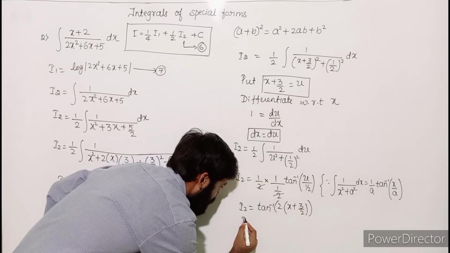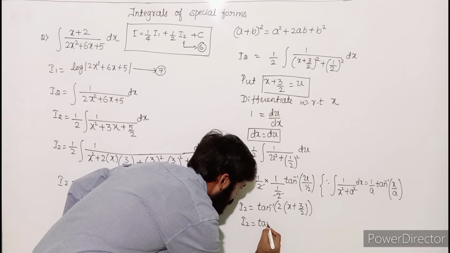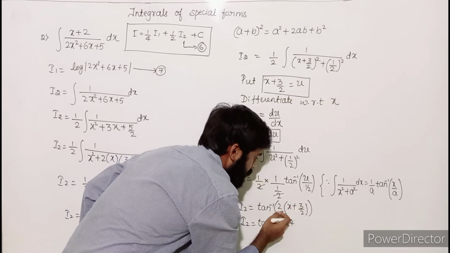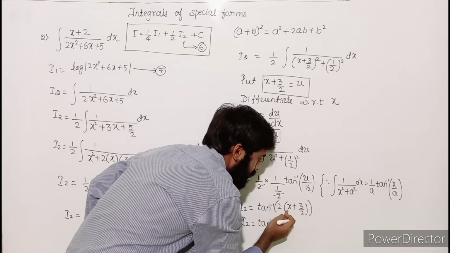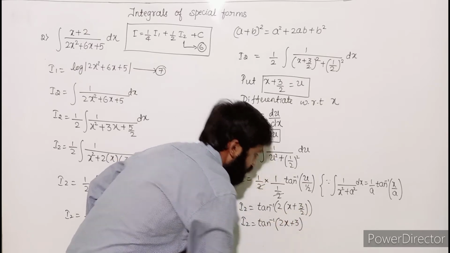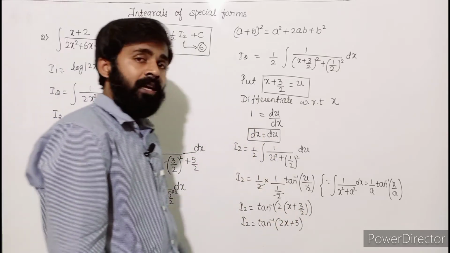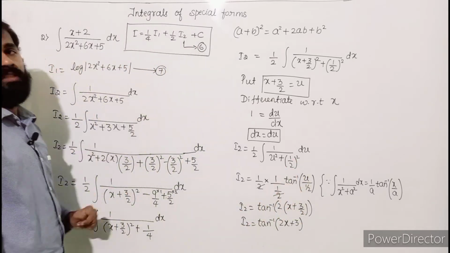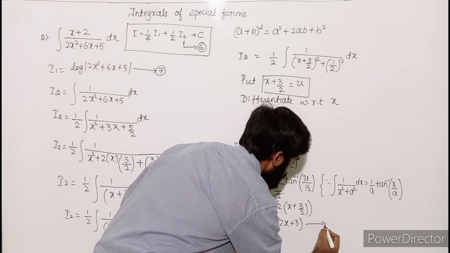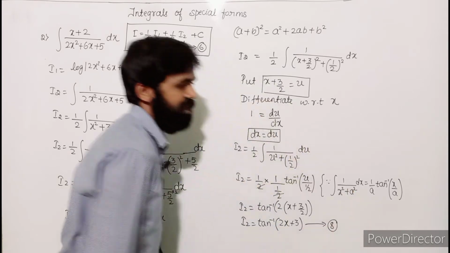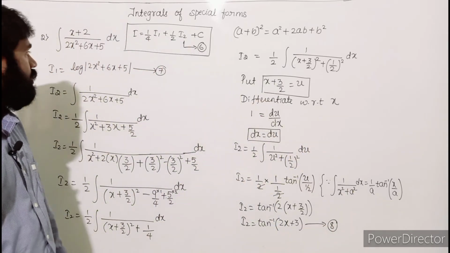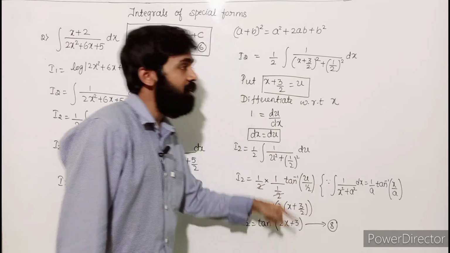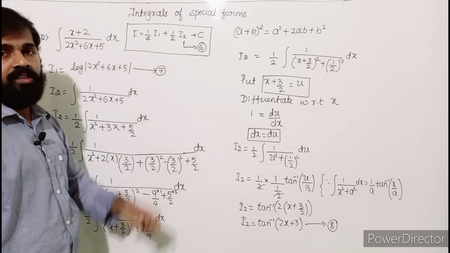So I2 is nothing but what now? Tan inverse, multiply inside, 2 into x, 2x plus 2 and 2 get cancelled, and we get what here? 3. So we get what? I2 as what? Tan inverse 2x plus 3. We called this equation as 7. I will call this equation as what? 8. Right. Now we got the values of I1 and I2. You substitute these values of I1 and I2 in the equation 6.